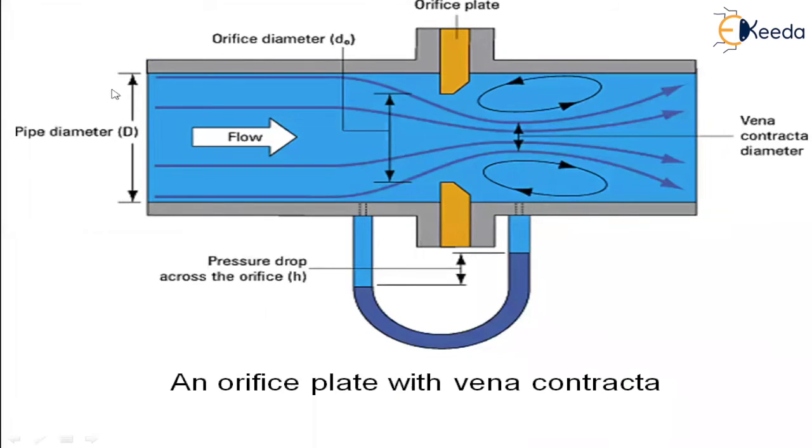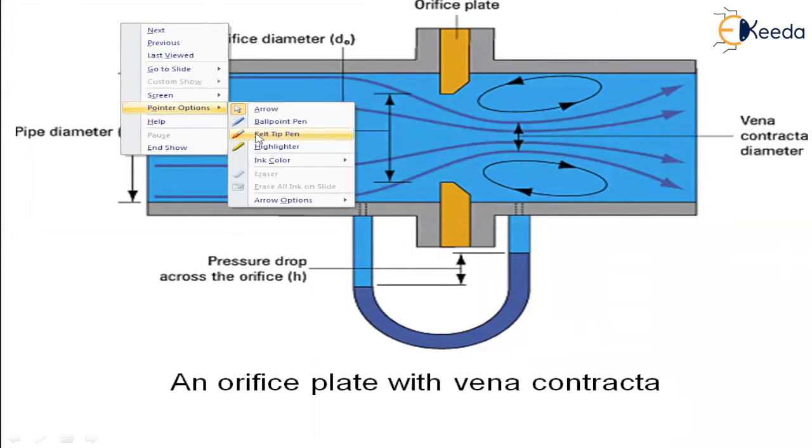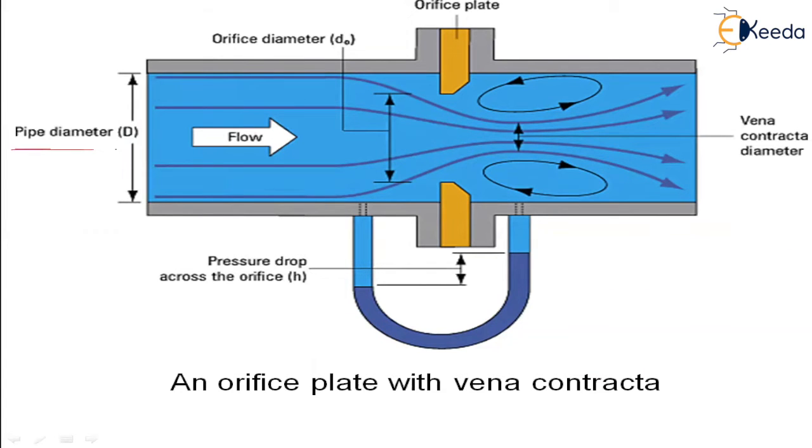As I told you, this is an orifice plate. In this particular orifice plate, the capital D indicates the pipe diameter, and the orifice diameter is small d. These are the flanges, and this is the orifice area.